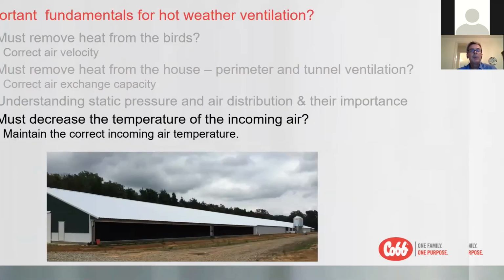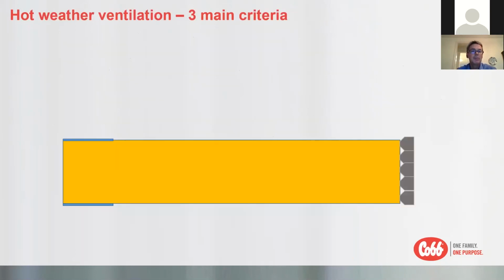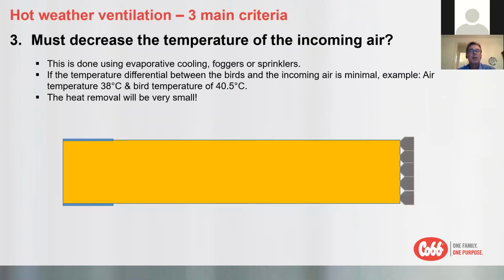So finally, we spoke essentially about heat removal from the birds, heat entering the house from outside, and understanding static pressure. The last portion of my presentation this afternoon is going to be, how do we decrease the temperature of the incoming air? How do we increase that differential between the actual bird temperature and the surrounding air? We have to have a cooling system. So in many of our houses today, we have an evaporative cooling system.